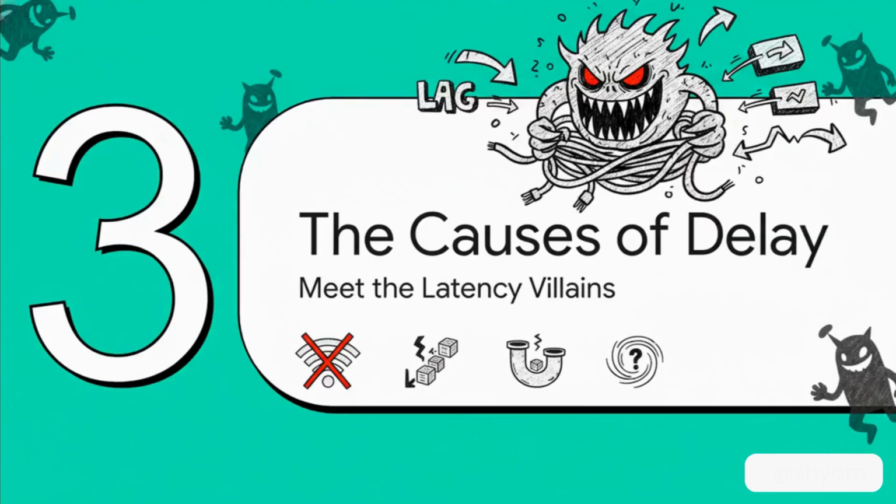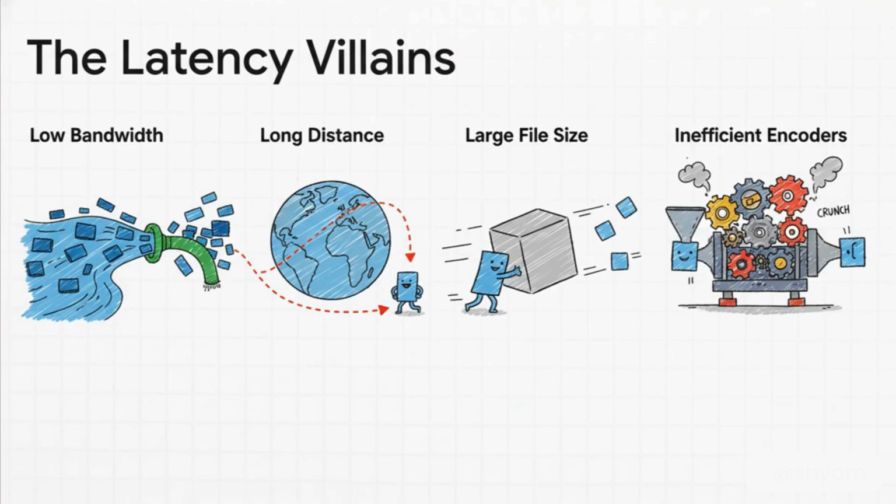So, if low latency is our hero, then what are the villains? What are the things that are actually causing these delays in the first place? Let's meet the culprits. They're slowing our data down and creating that lag we all hate. You can think of it like this.